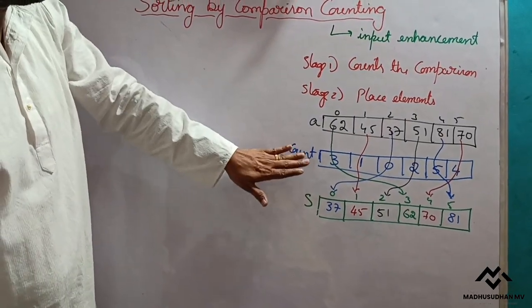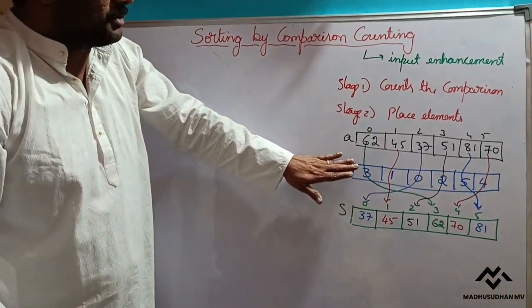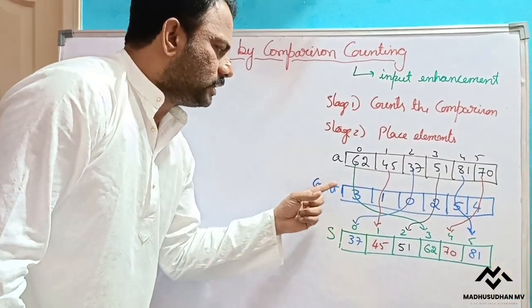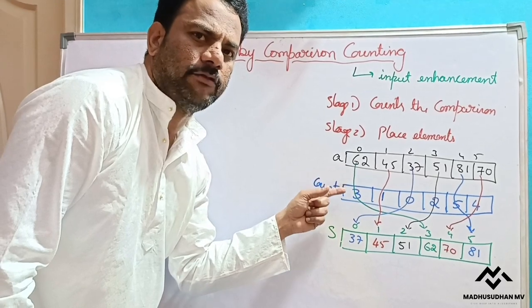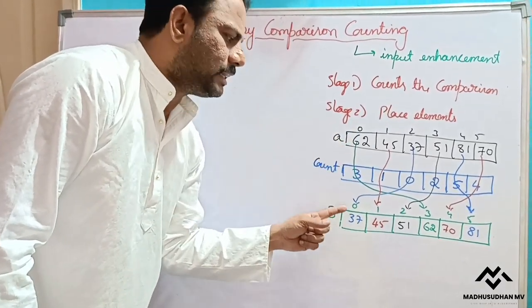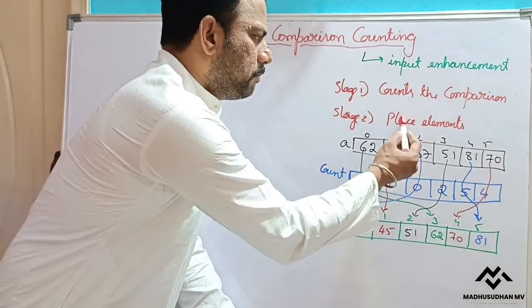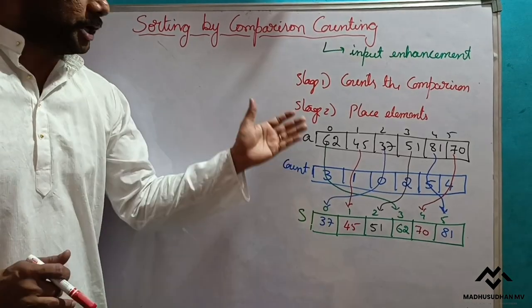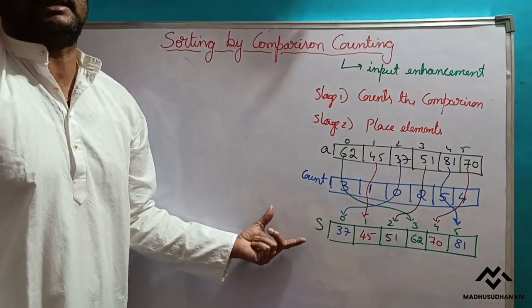So the first stage: just take the count of the elements which are lesser than each element. This count array gives us the information about the position where we need to store each element in the output array. So this is the placing of elements. This is just the comparison counting method. Hope you understood. Now we'll take one simple example.